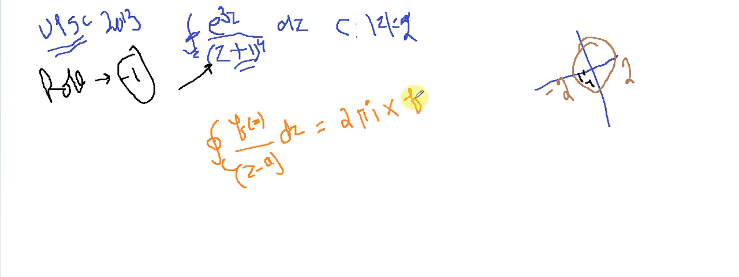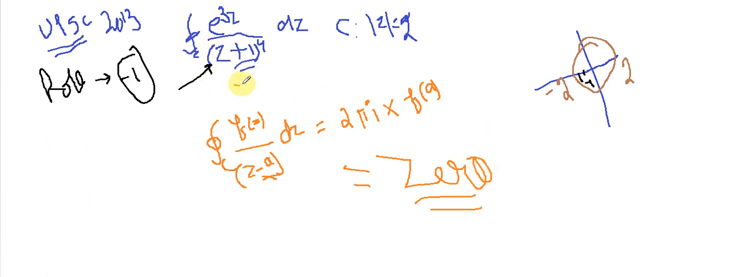And if the pole is not lying within the circle, then the answer will be equal to 0, complete 0. Suppose the statement was like (z plus 3) raised to the power 4. Then minus 3 would be lying somewhere over here, outside the circle, and the complete answer will be 0.